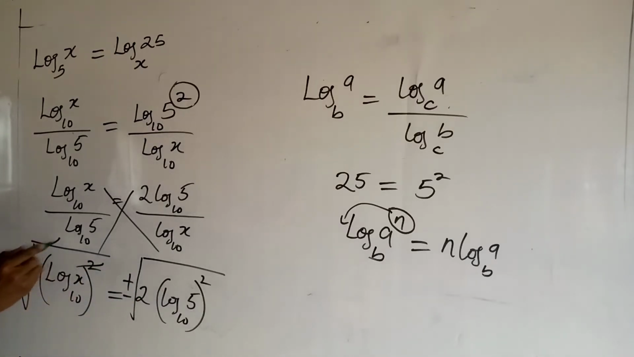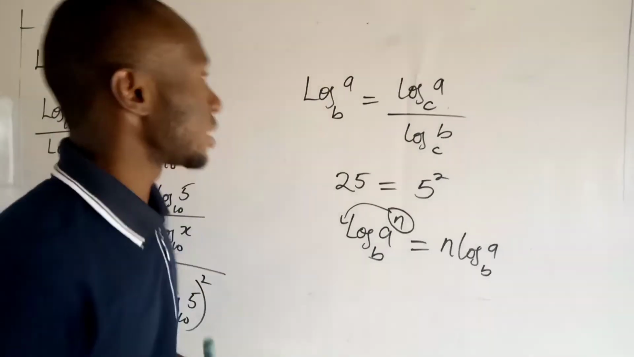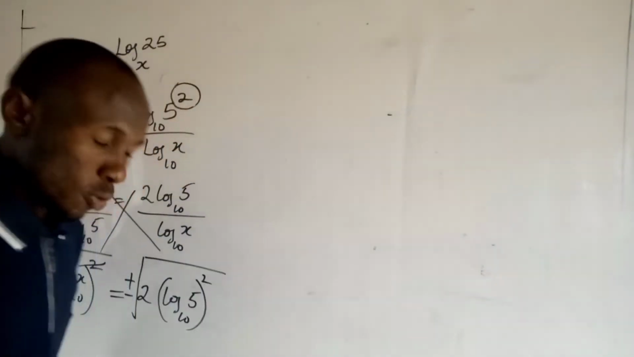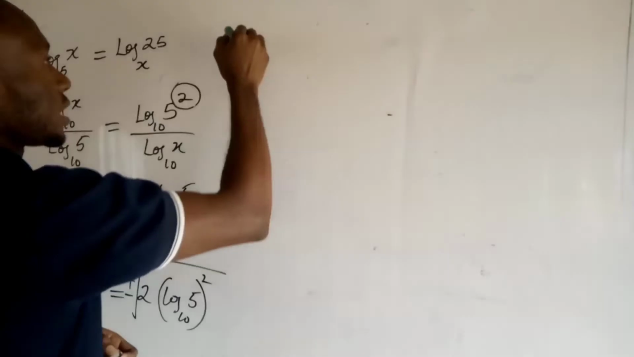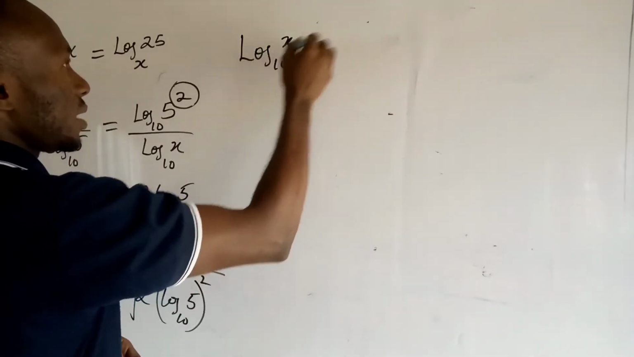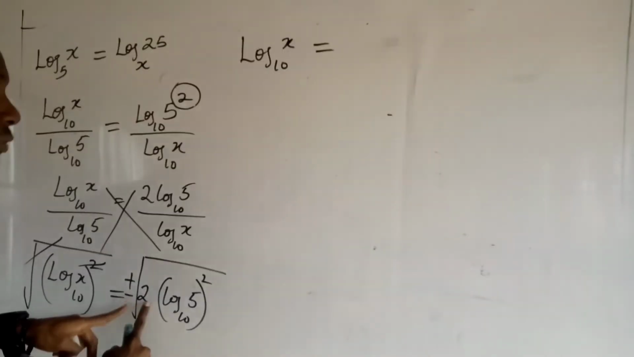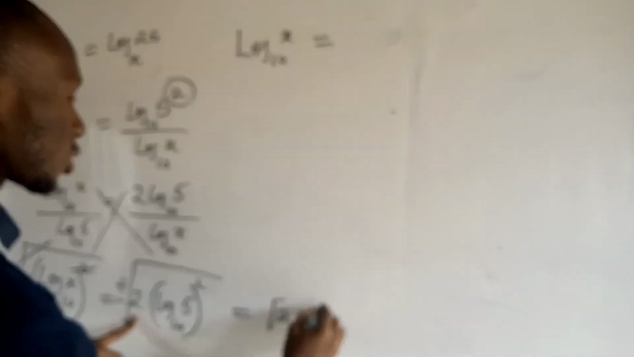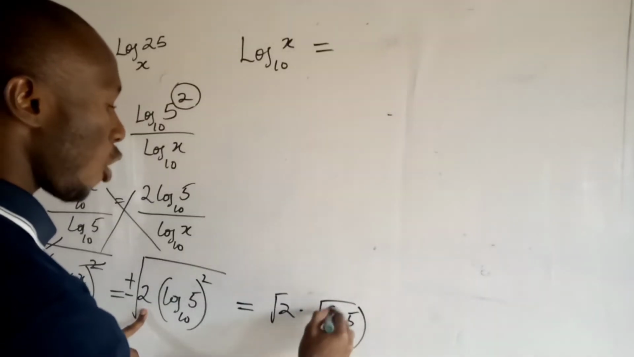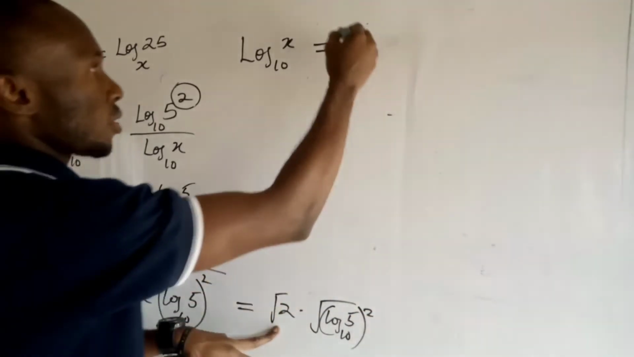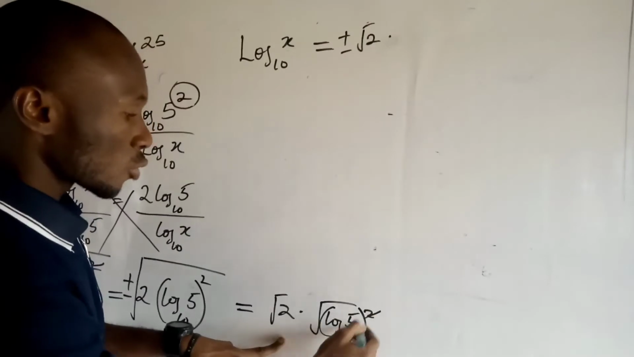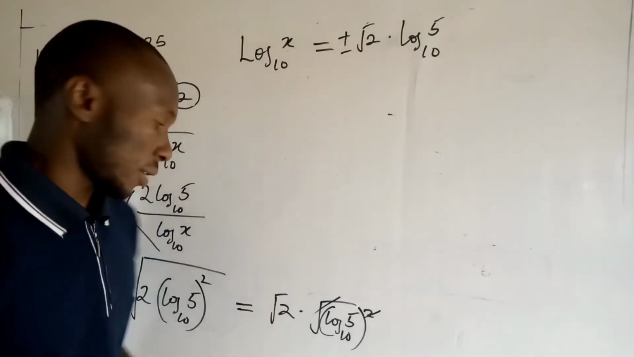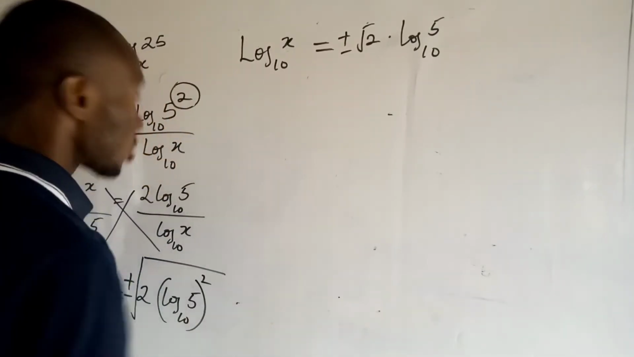So the square root will take out the square. Now I'm left with log x base 10 equal to, from the laws of surds, this can further be split as the square root of 2 times the square root of log 5 base 10 all squared. So of course here will be plus or minus square root of 2 times, we take away the root, so I have log 5 base 10. I hope this is clear. So we proceed from this point.